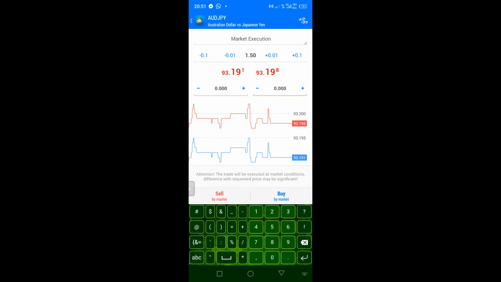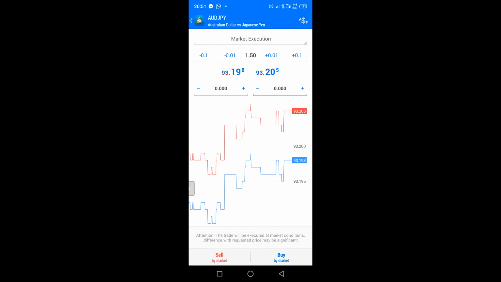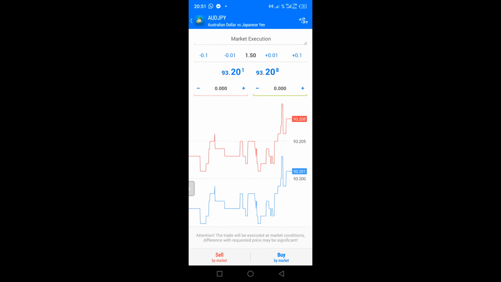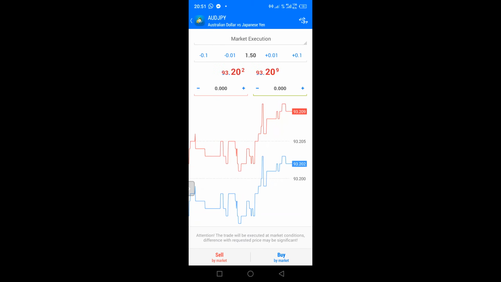Or you just put your cursor there and put in the value you want for your stop loss, and also put in the value you want for your take profit. Those curvy lines you see underneath are the same thing as your bid and ask, right? So it's just showing you. Now, at the base, you have sell by market and buy by market, right?